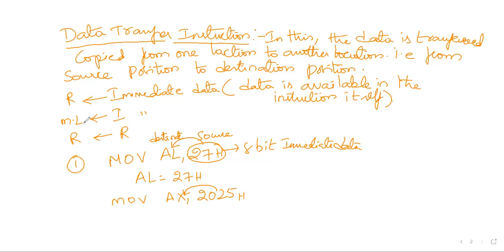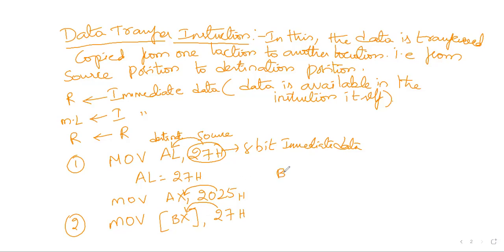Similarly, immediate data can be transferred to memory location also. For example, MOV [BX], 27H. Here 27 is the immediate number, and that immediate number is transferred to memory location. As I mentioned in the previous videos, when we specify square brackets, it represents the memory location, and the BX register contents act as an effective address. With that effective address, the physical address can be calculated. With that physical address, one memory location is identified. To that memory location, that 27 is transferred.